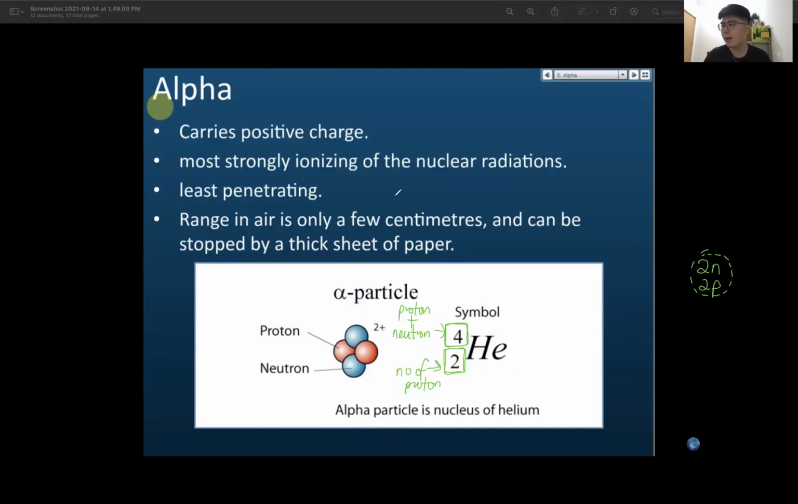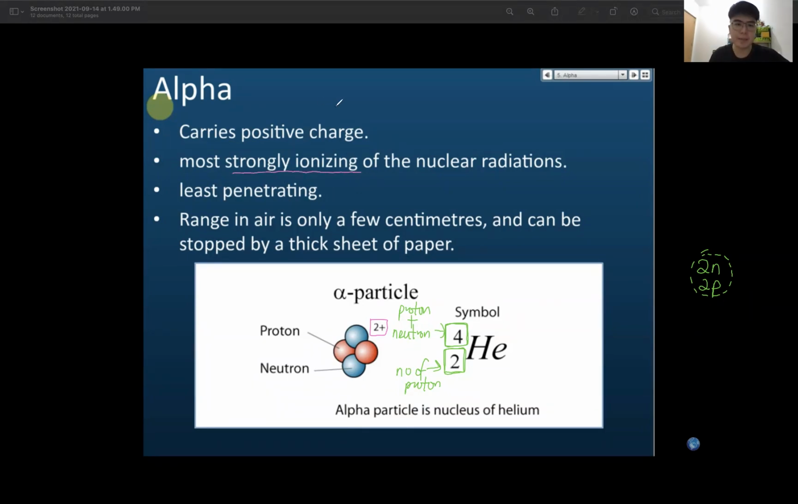Now, the alpha particle has a positive charge. It has a charge of 2 plus, which is quite high. Because of the high charge, it is most strongly ionizing.